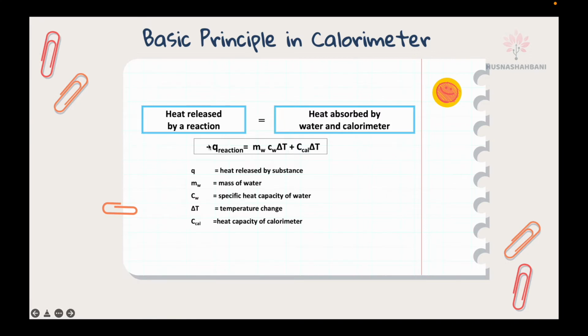So Q reaction is negative because heat is released from the reaction, equal to mass of water times specific heat capacity of water times the temperature change, plus Q calorimeter, which is here the heat capacity of the calorimeter times the temperature change. So this is Q calorimeter: heat capacity of calorimeter times temperature change.